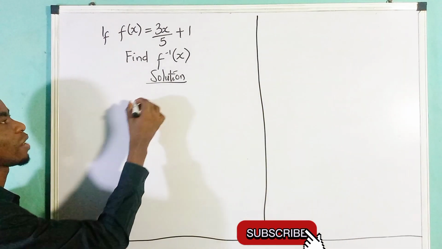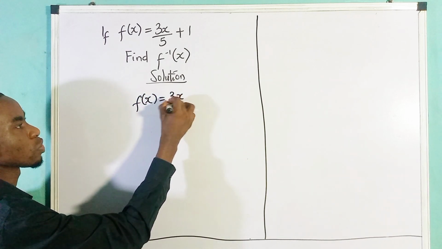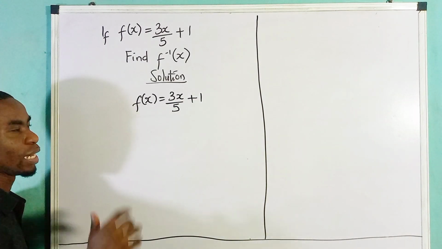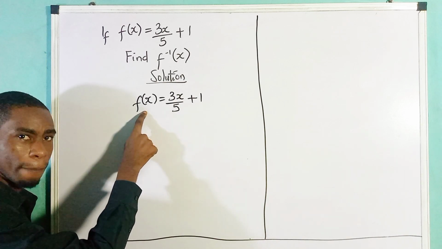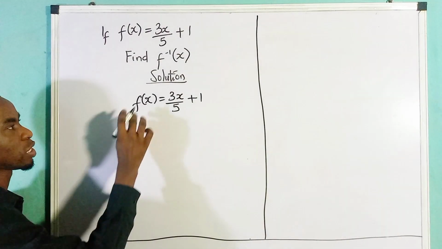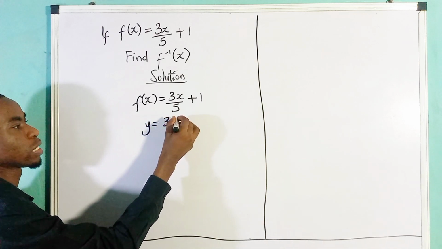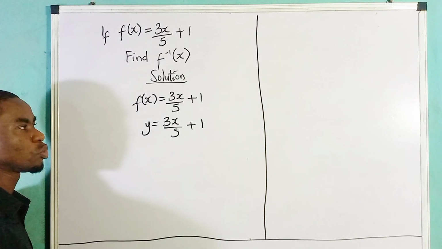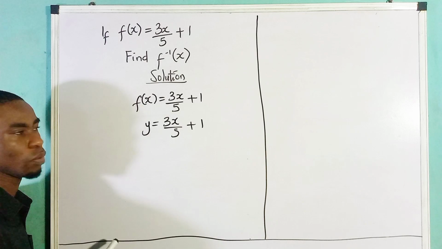So we have f of x is equals to 3x over 5 plus 1. Okay, now the first step is to replace f of x with y. All right, so instead of f of x, I'm going to write y equals to 3x over 5 plus 1. Now it will be easy for me to make x the subject formula.